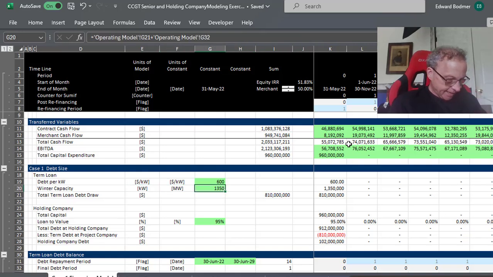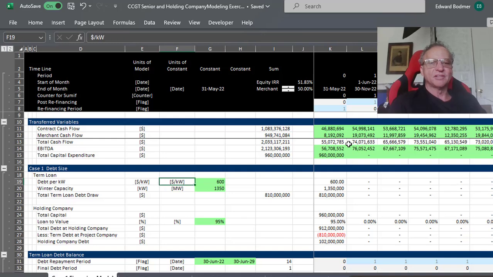And we need to decide if that's winter or summer capacity, because they gave us a debt to capital, okay? And then they said the loan to value is 95%. Now, if this is 95% of the total capital, that will be ridiculous. And that's the holding company loan. They cannot mean that. They can't mean that.